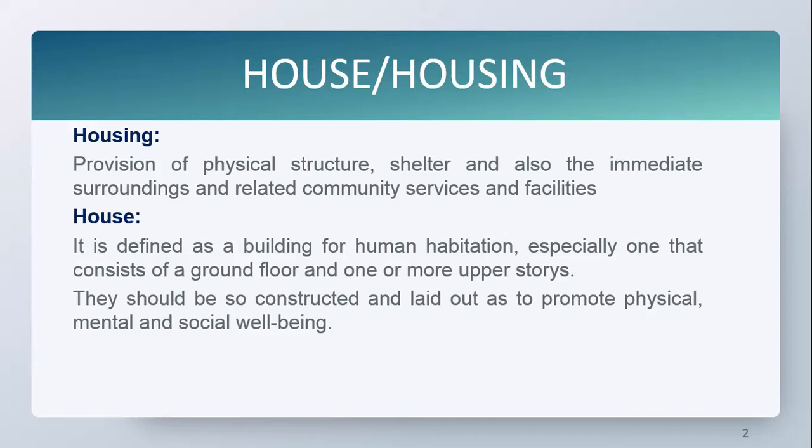For mental well-being, the house should afford enough privacy and safety against thefts. It should be situated at a place away from excessive noise and offensive odors. For social well-being, the size and construction of the house provided should be compatible with human dignity and social respectability, and the neighborhood should be congenial.